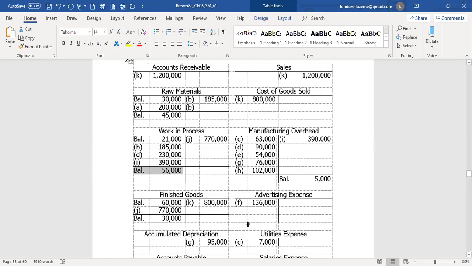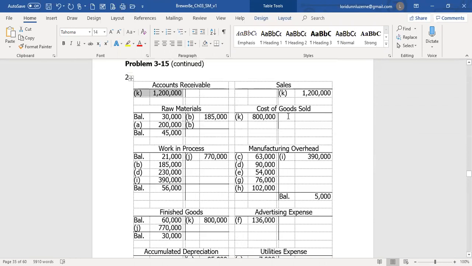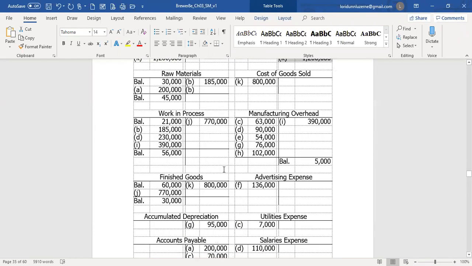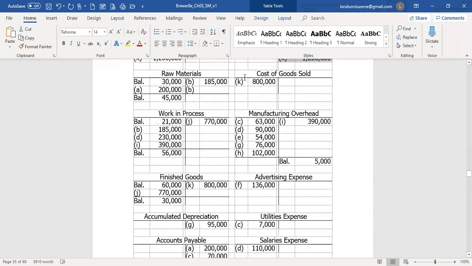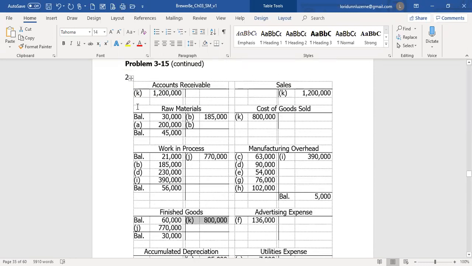In K, when we sell some of the equipment, we debit accounts receivable, credit sales for the amount of the selling price, but we also have to debit our expense account, cost of goods sold, for the cost of the equipment. How much did that equipment cost that we just sold? And then credit the finished goods. So now, after those transactions, take a look.